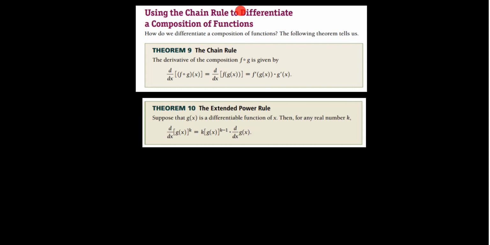Using the chain rule to differentiate a composition of functions. So how do we differentiate a composition of functions? So far we've only differentiated just functions, different degree functions, and rational functions also. But how do we differentiate a composition of functions? Well, this is the chain rule.